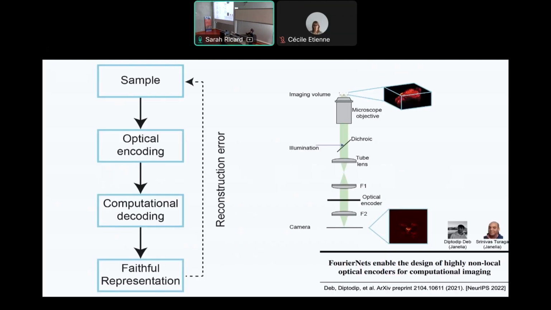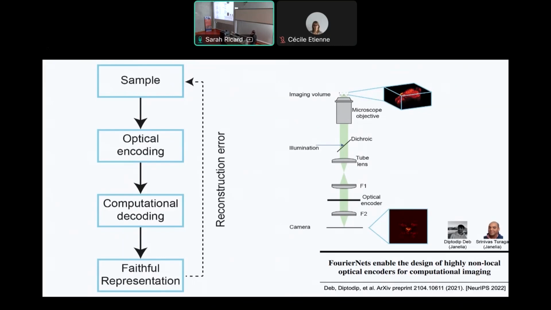And in order to come up with this so-called optical encoder, essentially we use a deep learning process. As with any deep learning approach, we need a huge amount of so-called ground truth data, for instance, the structure of the sample that we're looking at. So this lab was very interested in zebrafish. They wanted to image neural activity of zebrafish. So what you do is you acquire a bunch of ground truth samples. In this case, it was 50 focal volumes.